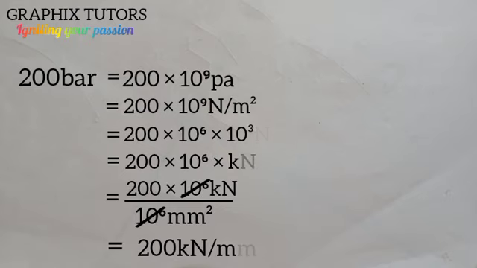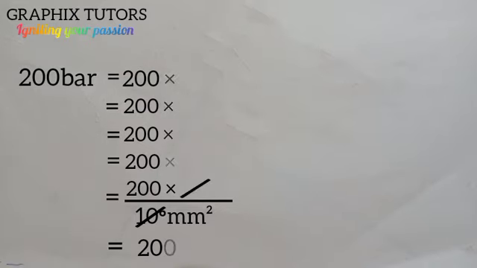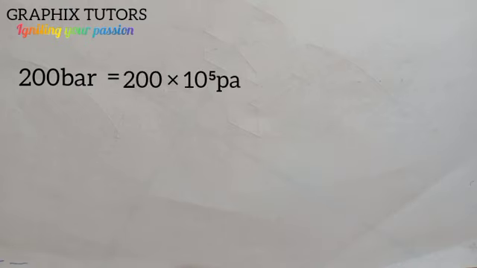Now let's take one more example and see how this goes. If I have 200 bar, and I want to convert it to a value in newton per meter square or kilonewton per meter square. First of all, we know very well that 1 bar is 10 to the power 5 pascal. So I can write this 200 bar to be 200 times 10 to the power 5 pascal, right?